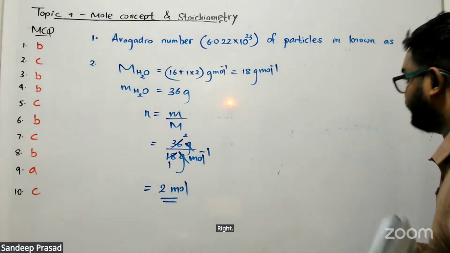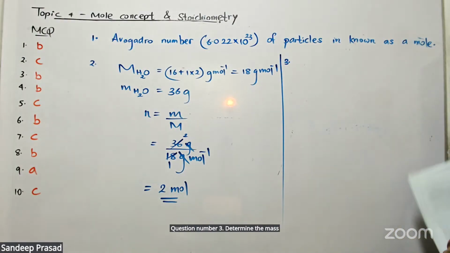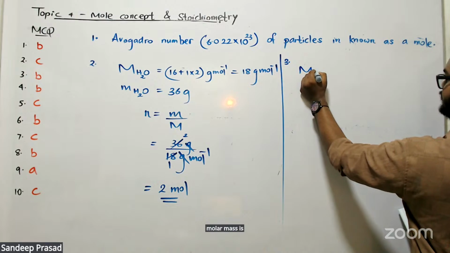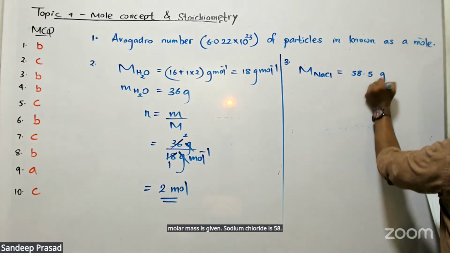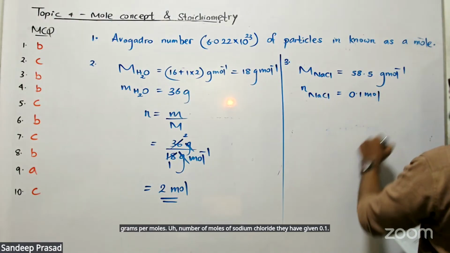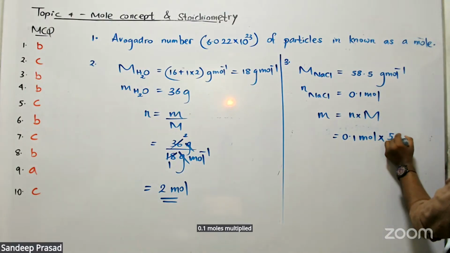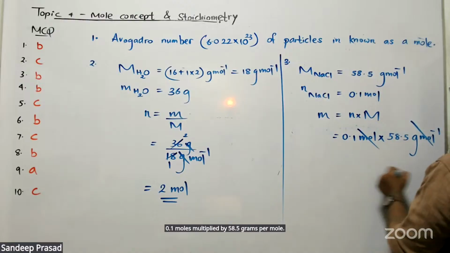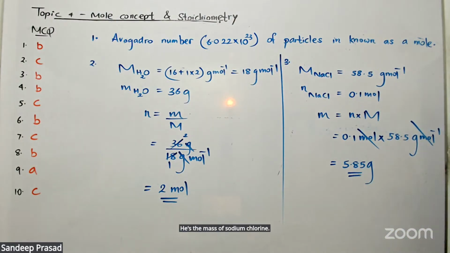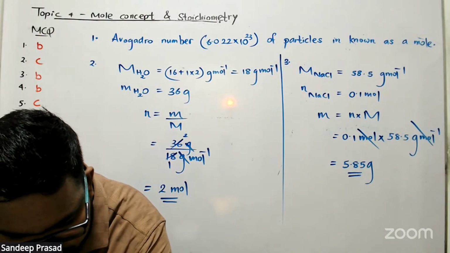Right. Now let's move to the third one. Question number 3: determine the mass of 0.1 moles of sodium chloride. So now here they are asking the mass. Molar mass of sodium chloride is 58.5 grams per mole. Number of moles of sodium chloride they have given is 0.1. Then students, we can find the mass. Mass equals number of moles multiplied by the molar mass. 0.1 moles multiplied by 58.5 grams per mole. Per moles will cancel off. Answer is 5.85 grams, the mass of sodium chloride. Raise your hand those who got the answer 5.85 grams. Good.